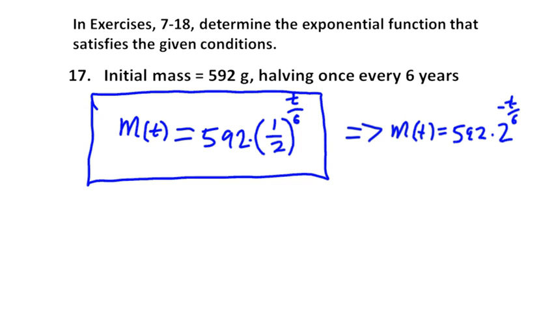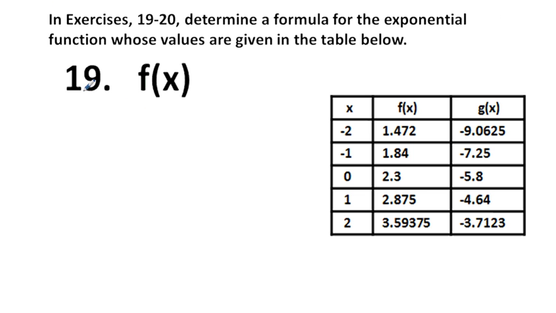Let's look at the next problem, which is 19. In exercises 19 and 20, determine a formula for the exponential function whose values are given in the table below. Well, we're looking at the F column, this bunch right here. I think G is for problem 20. So we want a formula. That formula is going to be, we'll call it H, H of t, is equal to our initial value, which we find at 0.